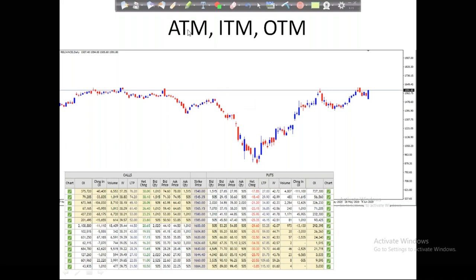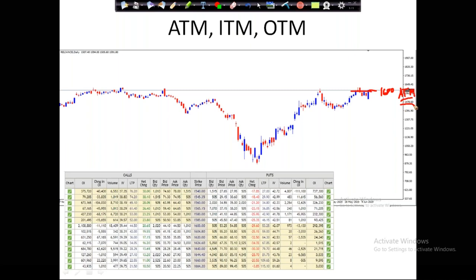Now, let me show you ATM and ITM. Okay, right now, here you can see the price is, let's say, a round figure, 1600. Let's say right now the price is running at that level, the current price is 1600. This 1600 call is ATM. Right now, the current price is 1600. This is called ATM. Is it clear?